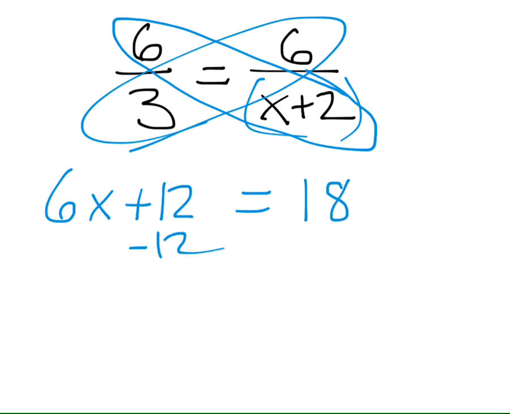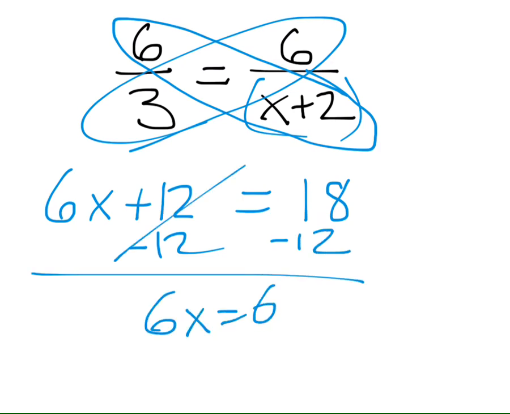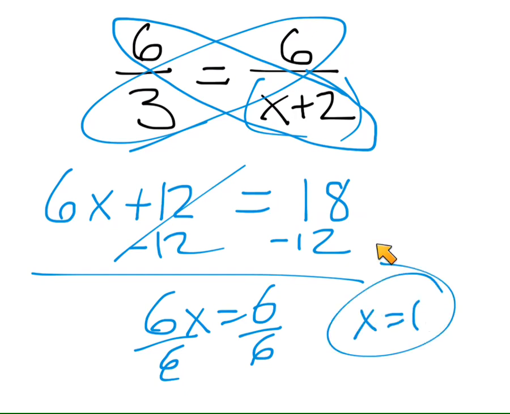Now I can solve this equation for x. I can subtract the 12 from both sides. That goes away. 6x equals 6, and divide both sides by 6, and x equals 1. Which that makes sense, right? If I plugged in 1 here, this would be 6 over 3, just like this was 6 over 3. Okay. But I got that by cross-multiplying, or getting rid of the denominators. Any questions with solving proportions? We feel pretty good about that?